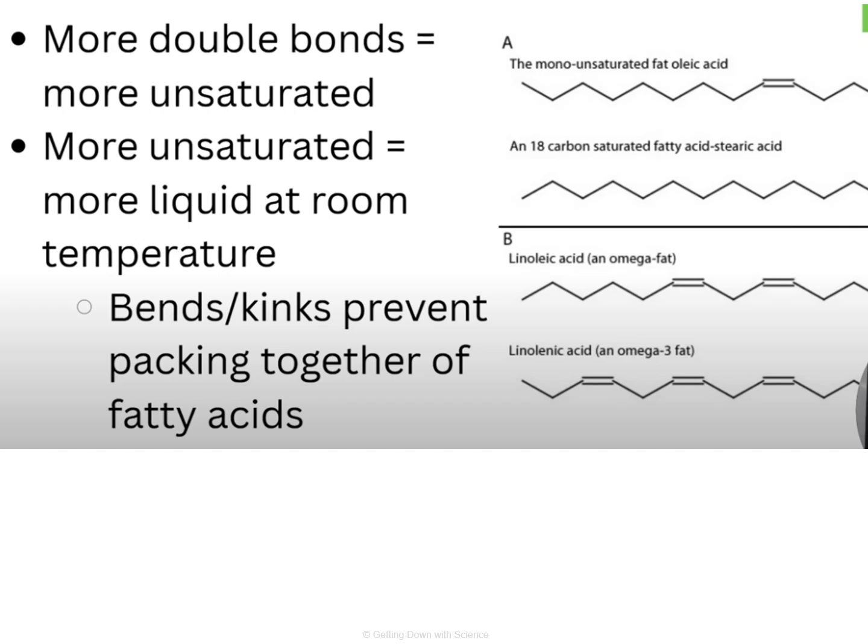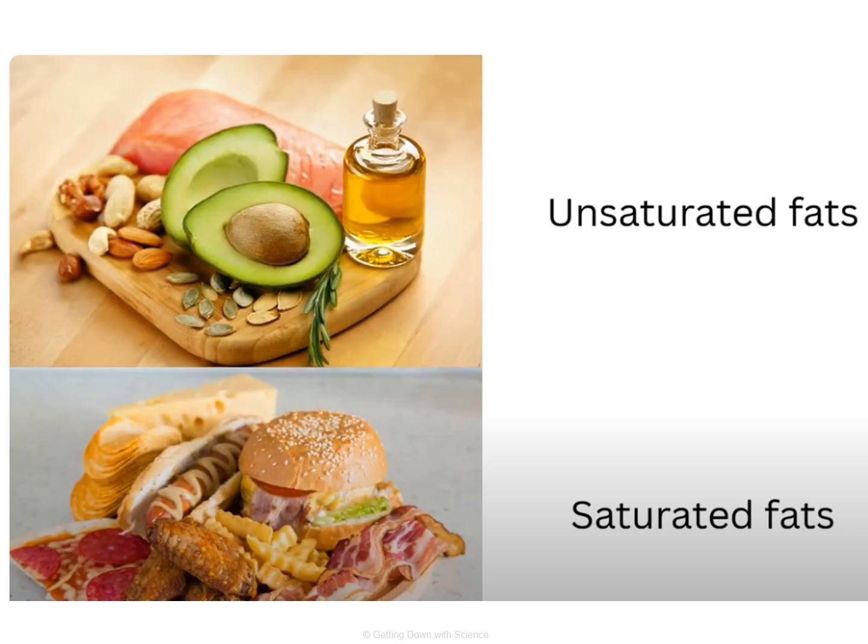More double bonds mean more unsaturated, and more unsaturated means more liquid at room temperature. Bends and kinks prevent these fats from packing closely together. So you can see, right, olive oil is an unsaturated fatty acid, so it is liquid at room temperature. Avocados, oils, nuts, things like that are unsaturated, while saturated fatty acids are going to be like cheese and butter.